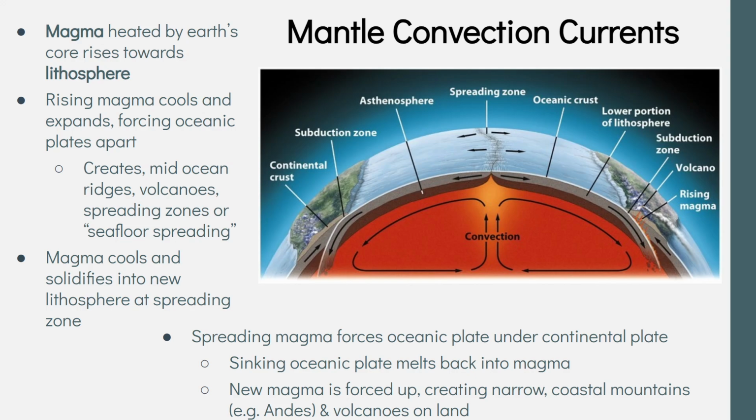The pressure of this oceanic plate pushing its way underneath the continental plate can also force magma underneath the continental plate up to the surface. This can create a volcano on land and can also lead to narrow coastal mountain ranges, such as the Andes in South America.